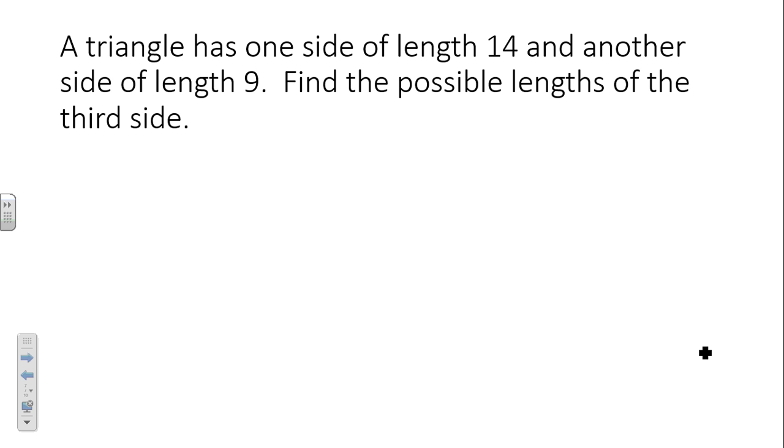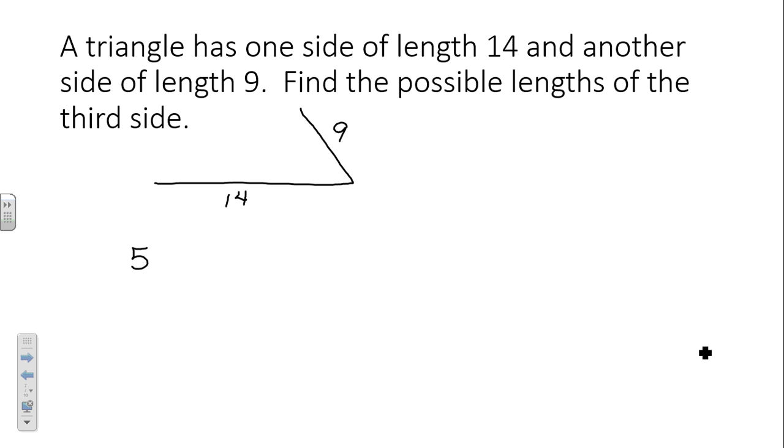Next one. So now we have to figure out what are the possible sides. Okay? A triangle has one side that has a length of 14 and another side that has a length of 9. So we've got something that's 14 in length and another one that is 9. So what do you think? What are our possibilities? Okay? Minimum it could be, if it was a whole number, would be 6, right? But what about 5.5 or 5.2? Okay, so 5 won't work, right? Why won't 5 work?